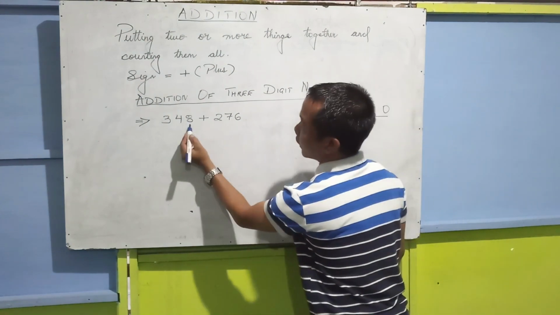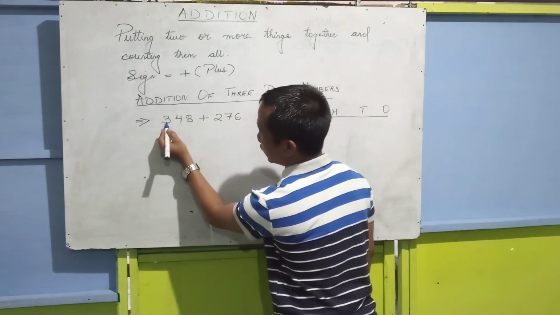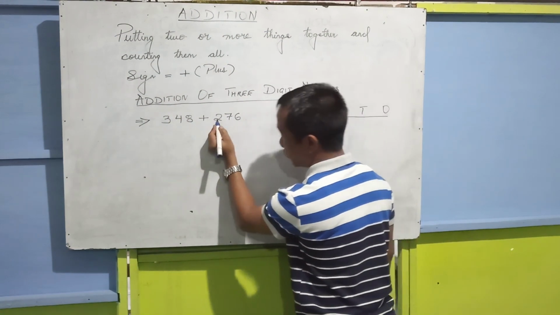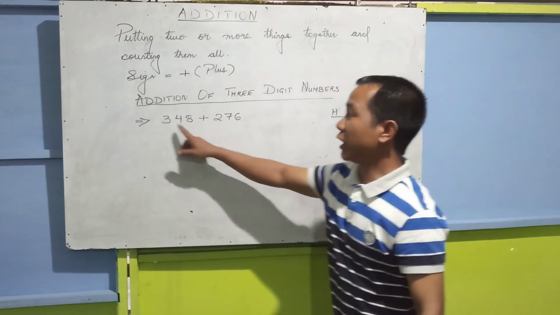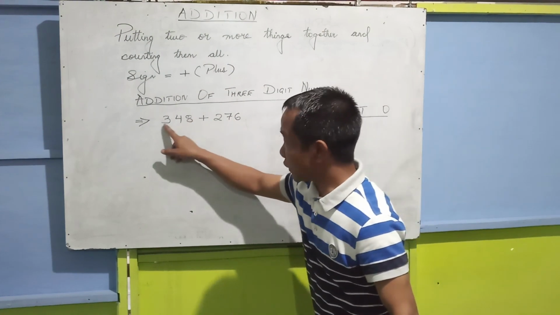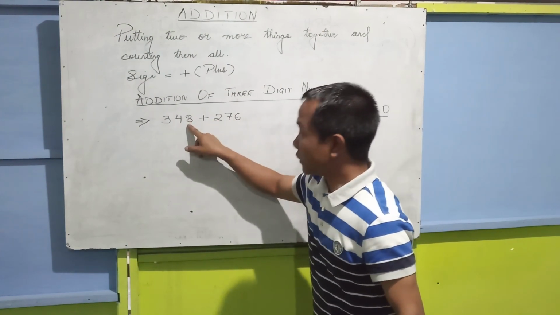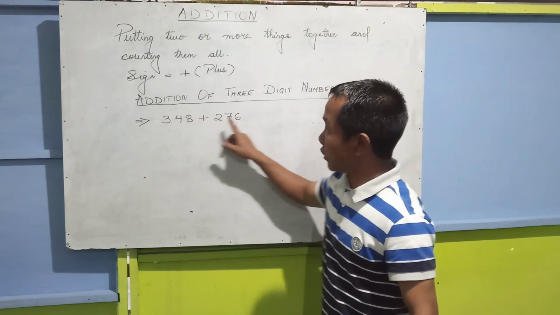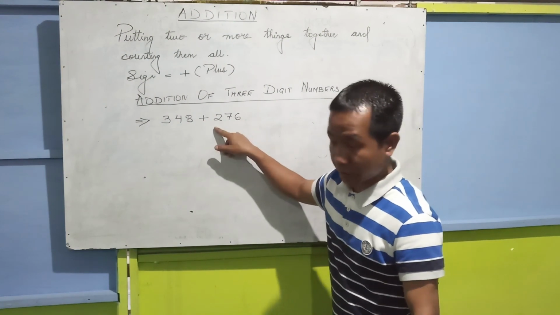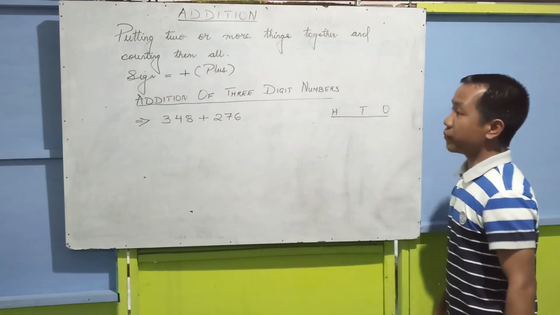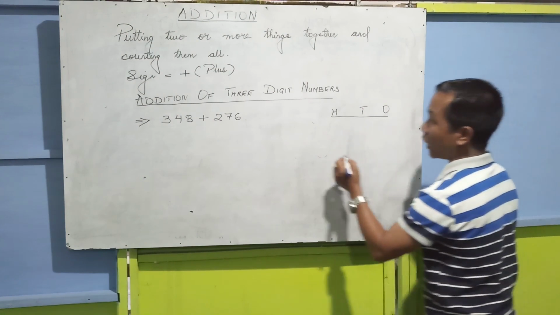How many digits are there? 1, 2, 3, 3 digits, and this one, 1, 2, 3. These are 3-digit numbers. There are 3 different places here, and here also: ones, tens, hundreds. See, we are going to regroup the number in here.